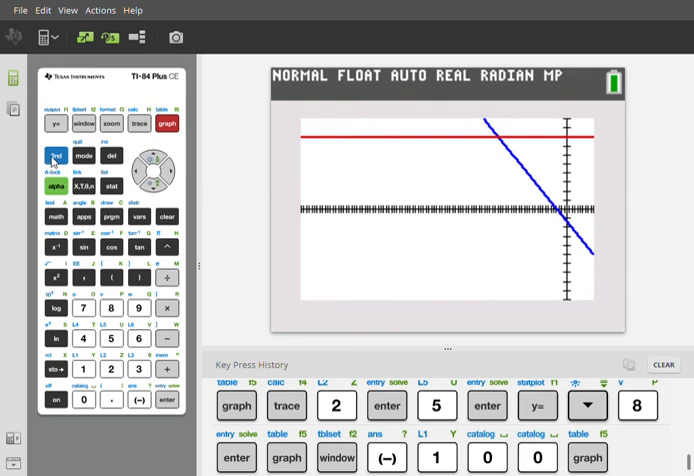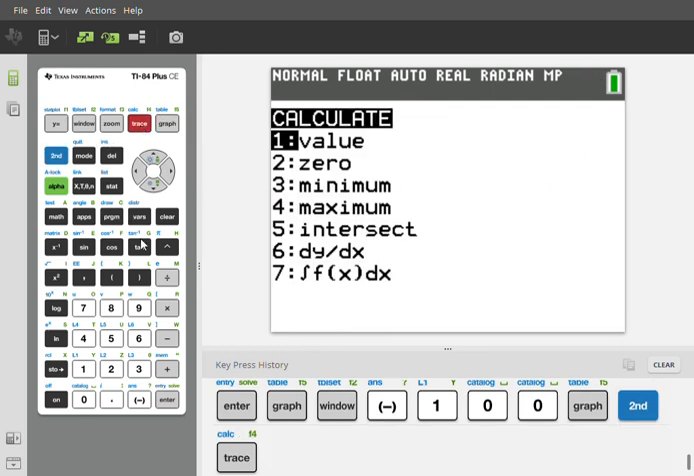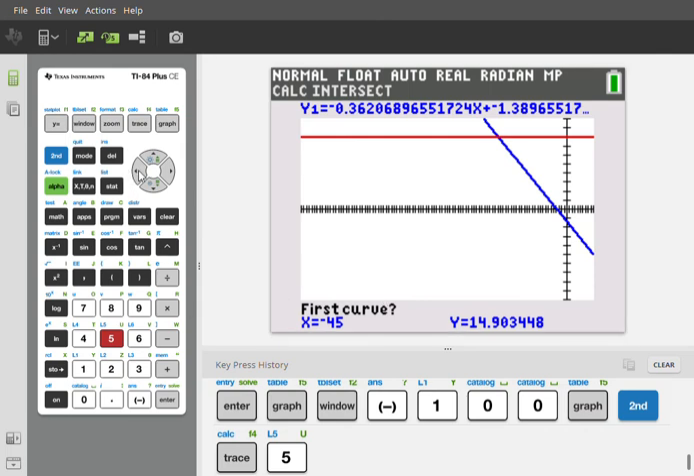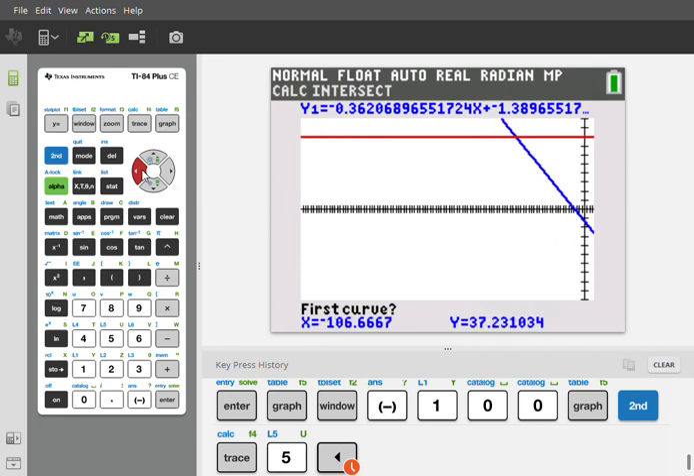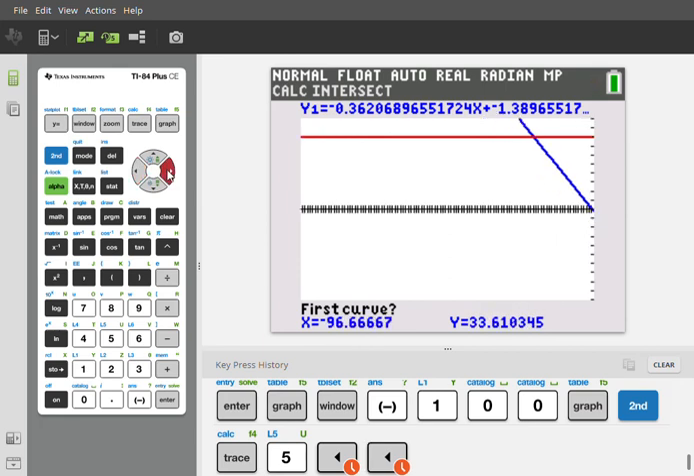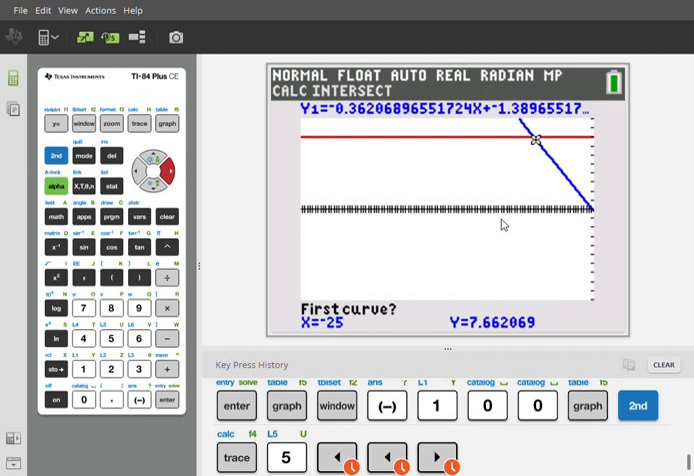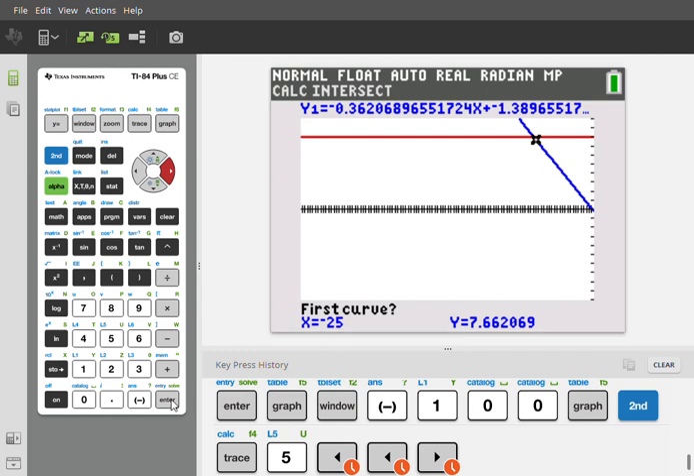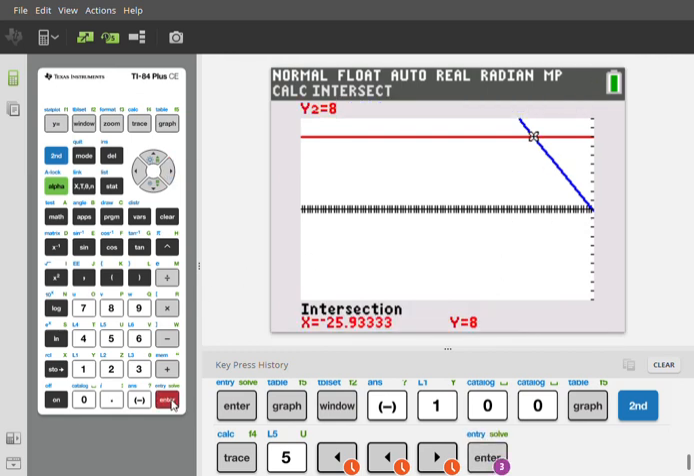So how do you find it? We'll just go to second trace. We're looking for a point of intersection. Let me move my cursor a little bit. I moved it too far to the left, but I want to put it on the screen and make it kind of close to that point of intersection. It'll pop up in a second. There it is. So I move it kind of close to the point of intersection, then press enter 3 times. So the x coordinate when y is equal to 8 is negative 25.933.